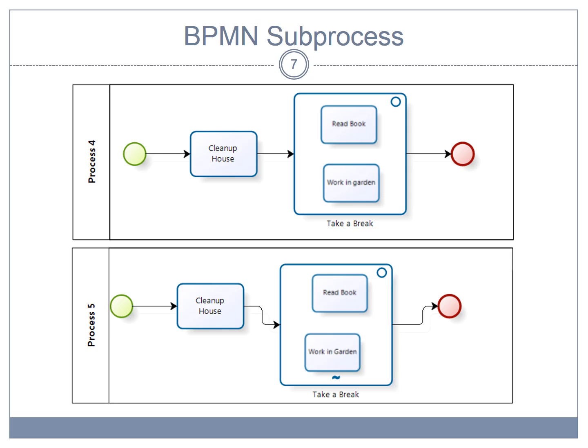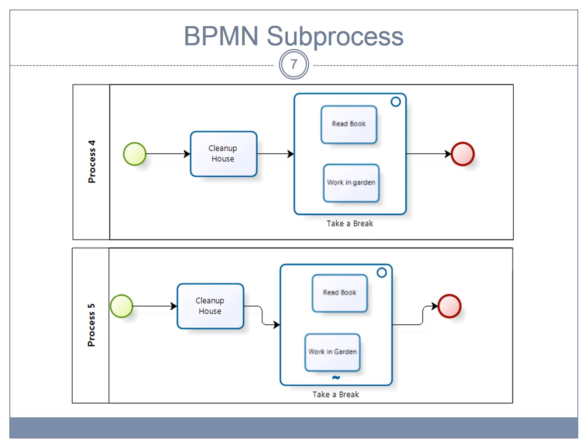When will the subprocess end? Well, it ends as soon as all the flows that are active in the subprocess end. In this case, there are two flows. There is read book and work in garden. When they are both finished, then the subprocess is finished as well. So this would be the equivalent of a parallel split to read book and work in garden, and then a parallel join with an end event.